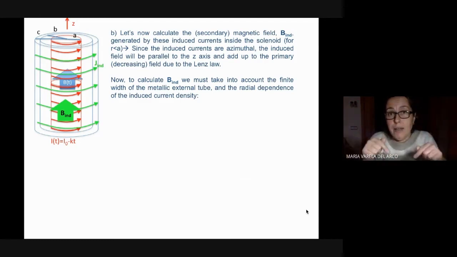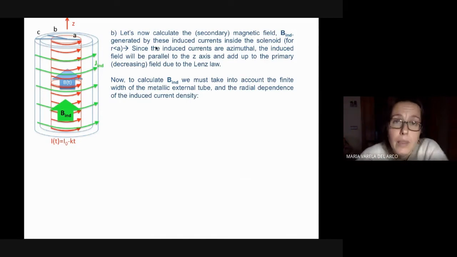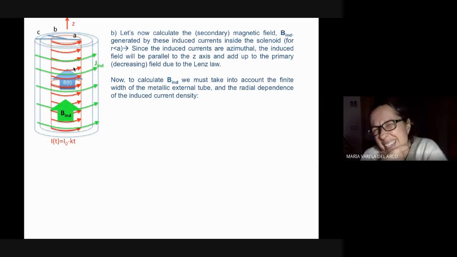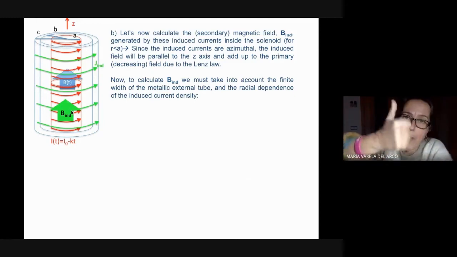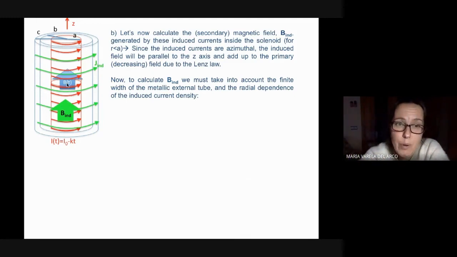They will generate a magnetic field inside. Yes, of course they will. Let's calculate it. These currents in green here will produce a magnetic field inside, and this actual outer distribution of currents is sort of like a solenoid, so it will generate a field inside that is homogeneous. And like we said, this field is going to point up along the z-axis, just like the primary field that is decreasing, and this guy wants to say, no, do not decrease, I will help you. So it points upwards.